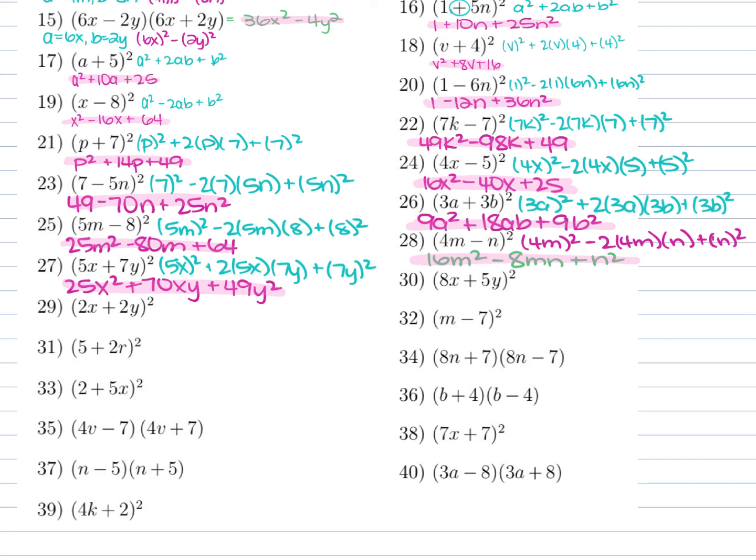For 29, we have 2x plus 2y raised to the second power. So it's going to be 2x squared plus 2 times 2x times 2y plus 2y squared. This leaves you with 4x squared plus 8xy plus 4y squared.